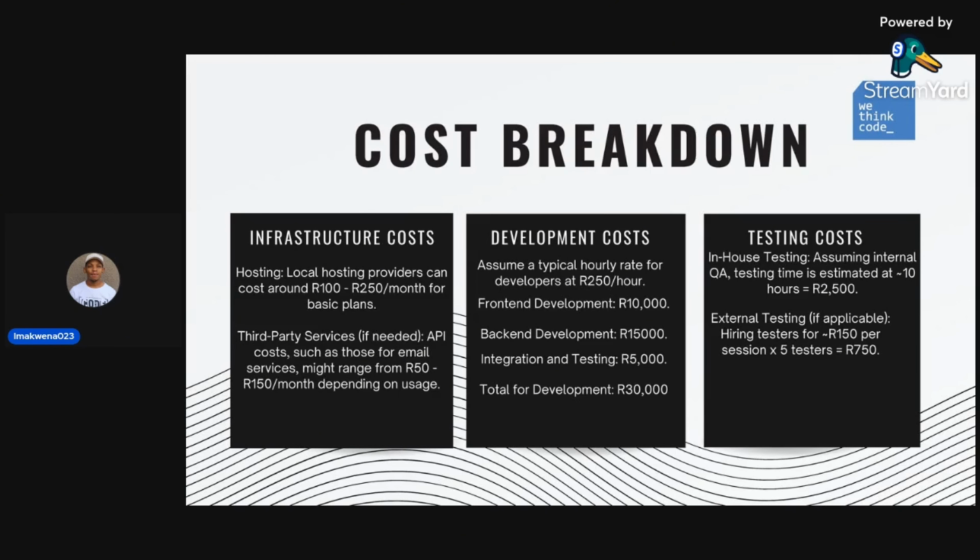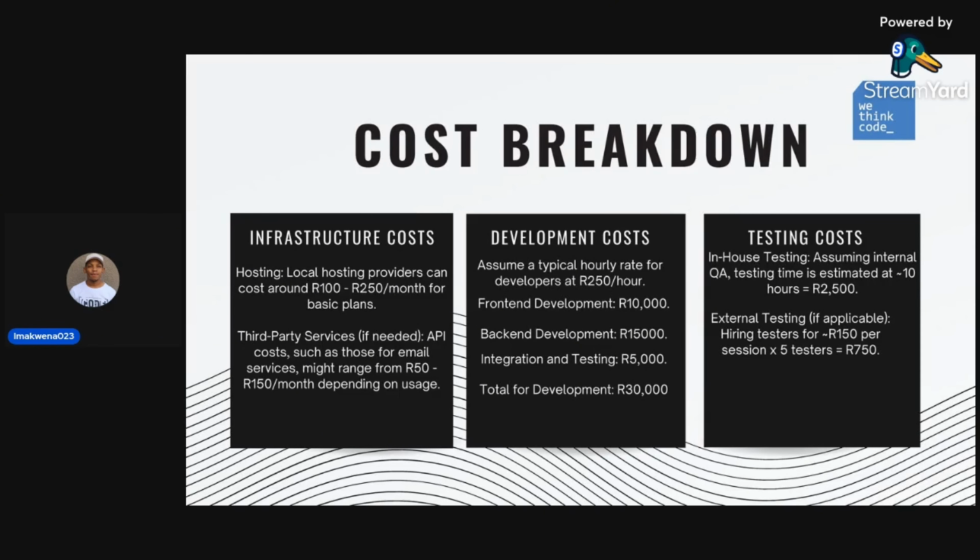The largest expense is development, which involves front-end cost of 10,000 rands, back-end cost of 15,000 rand, and integration cost of 5,000 rands. We've estimated an overall of 30,000 rand for development based on project hours.